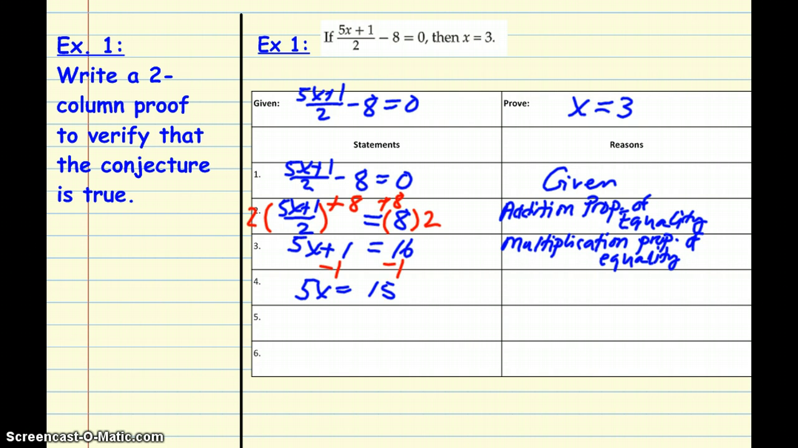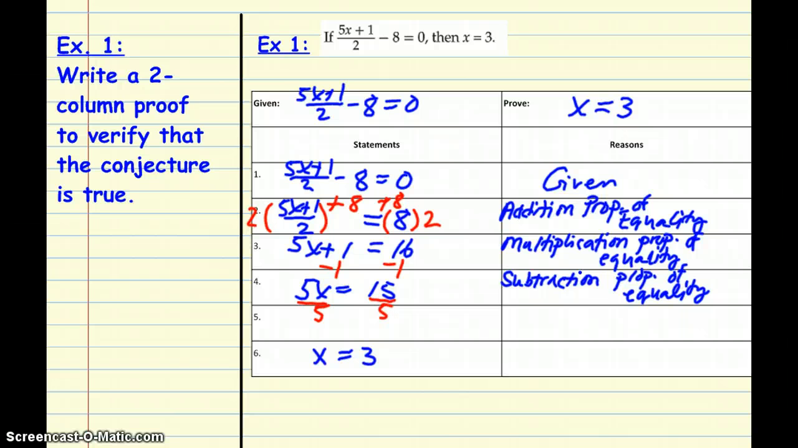Again, looking at that list, what do we use? It's the subtraction property of equality. Okay, and then the very last step that we need to do is divide both sides by 5. Oops, I guess I have one too many spots here. So we end up getting x equals 3. I'm not going to use that number 5 spot.